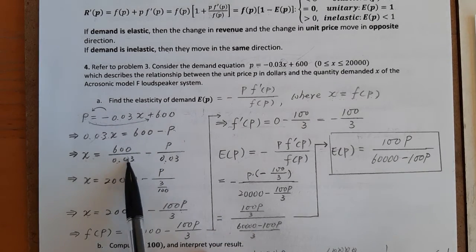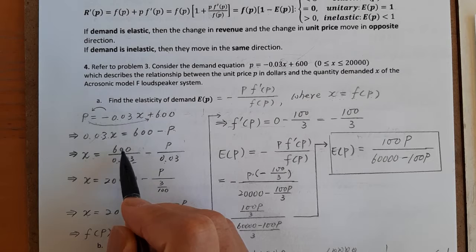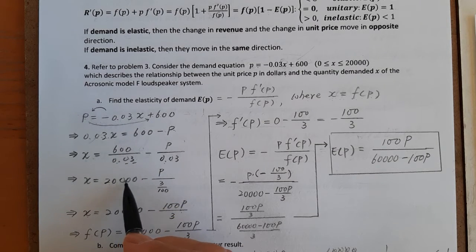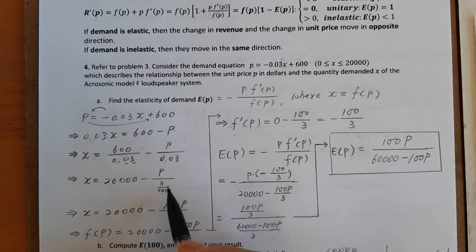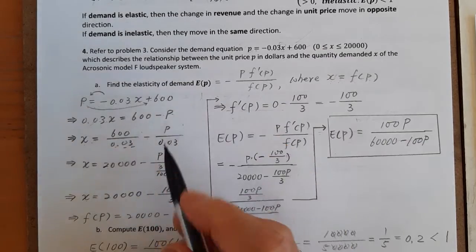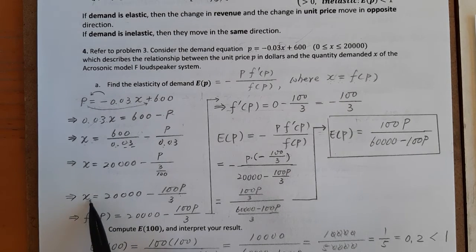Now 600 divided by 0.03. Here it has 2 zeros, so you add 2 zeros, get 60,000 divided by 3, which gives 20,000. Minus 0.03 as a fraction is 3 over 100, and dividing by 3 over 100 means the reciprocal, 100 over 3, times p. And this one is f of p, x equals f of p, a function in terms of price, equal to 20,000 minus 100p over 3.